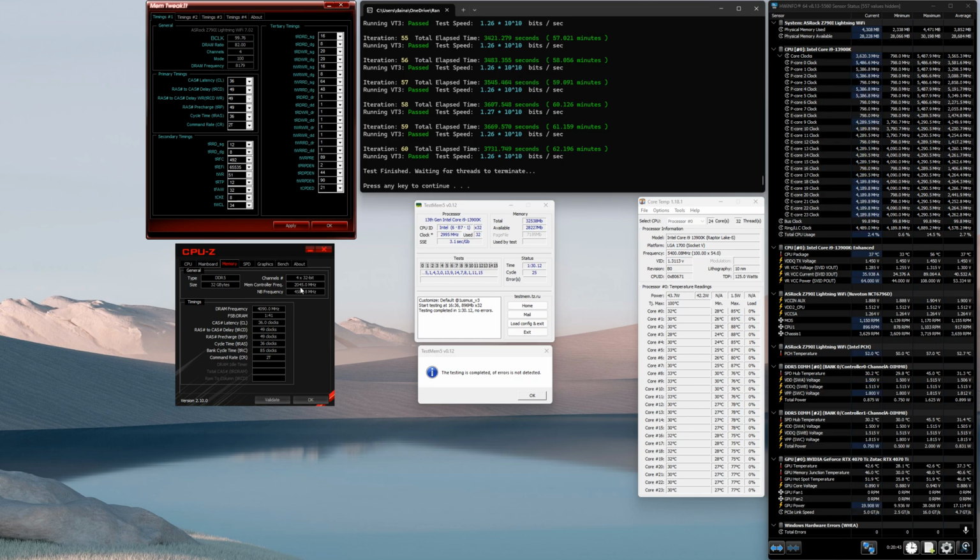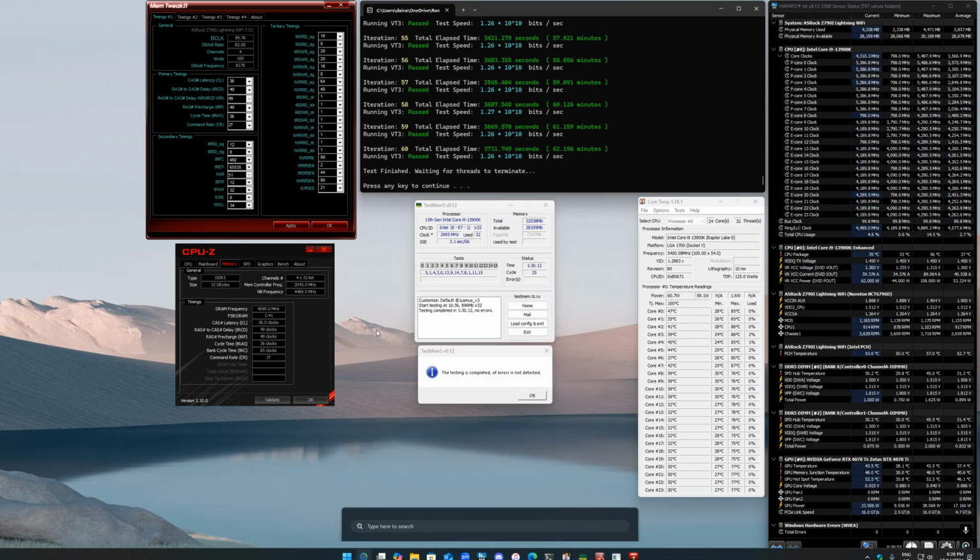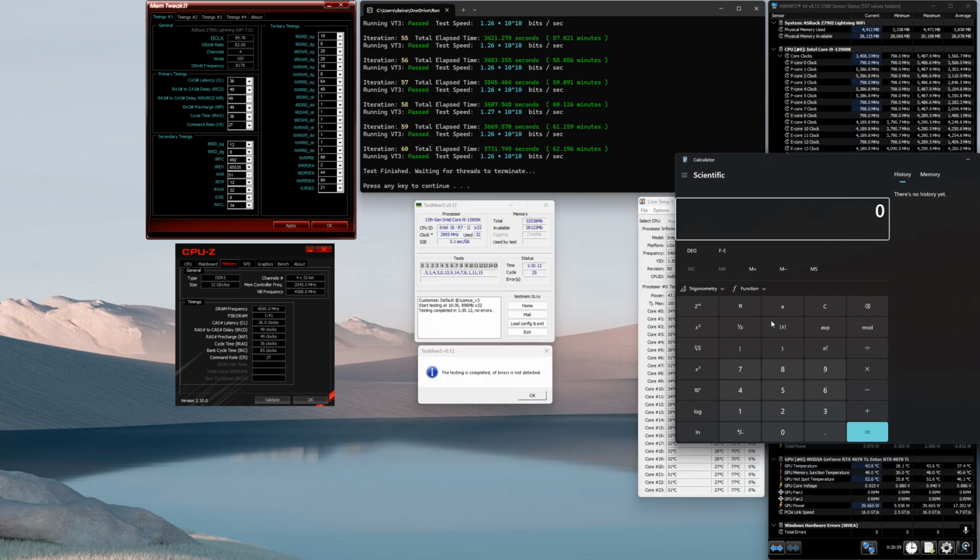It's crazy, if you've seen what kinds of values you see on most configs. And you can see CPU-Z running, so you can check the memory controller frequency here. 2045 is because of BCLK. If you multiply that, 2045 times 4 is 8180, we're at 8179, so that's about correct.